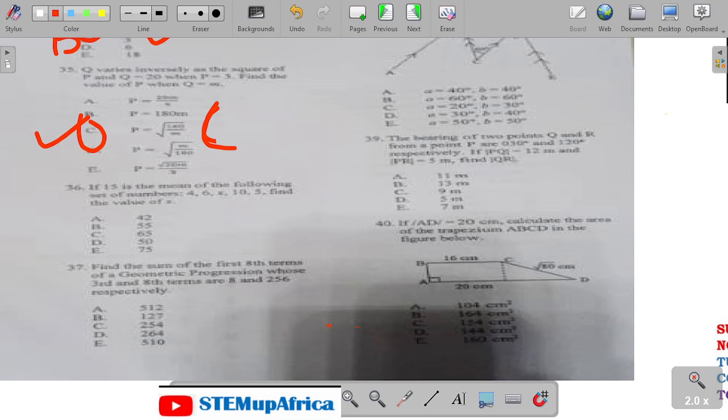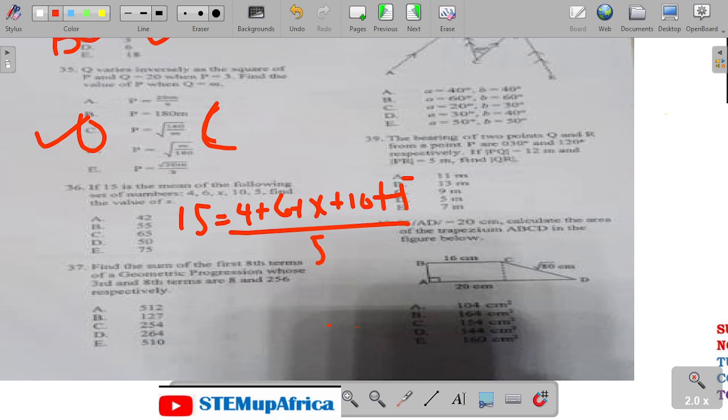35 is C. Say if 15 is the mean of these numbers. So mean 15 equals 4 plus 6 plus x plus 10 plus 5, divided by 5. So 15 times 5, I cross multiply. That will give me 75 minus 10 minus 10 minus 5. That will give us 50. So the value of x is 50, which is option D.